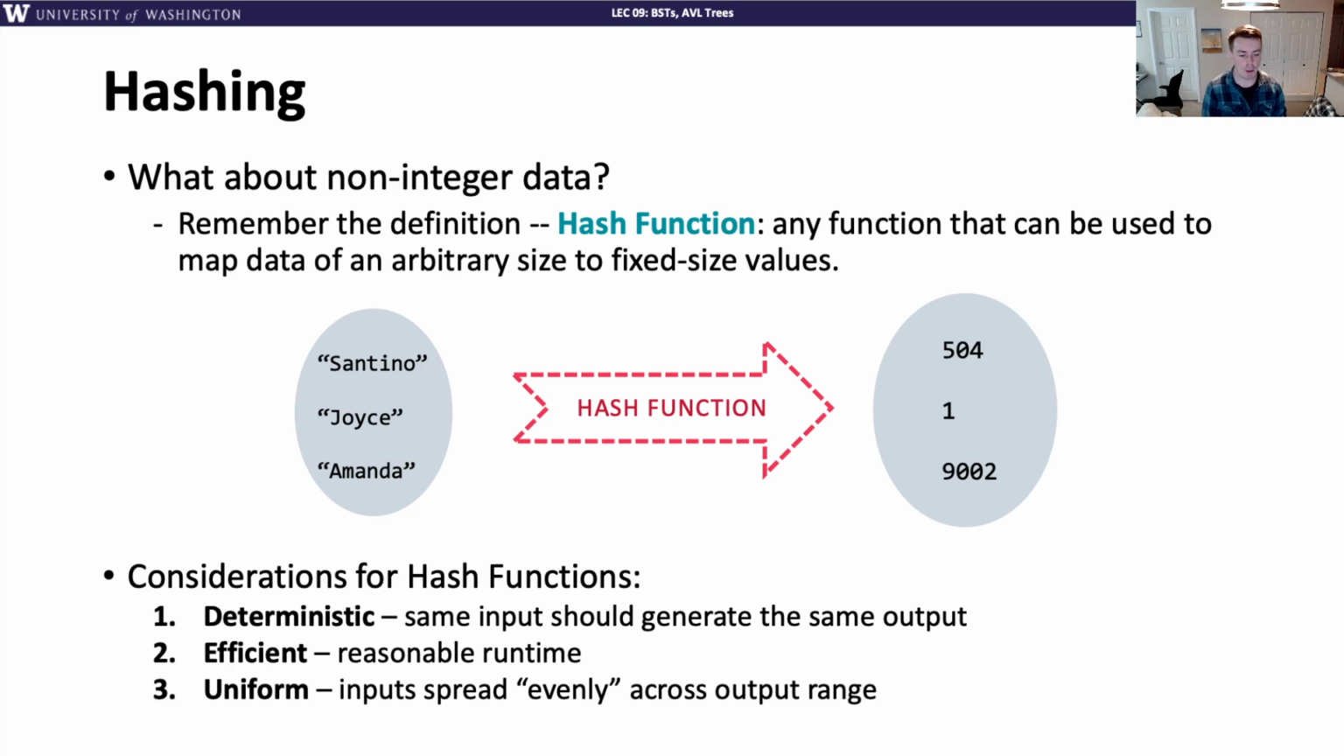And our third property is uniformity. What I mean by that is that the outputs of the hash function should be spread out evenly across the output range. So one valid hash function is every string gets hashed to the value 0. It's deterministic, it's efficient, it just returns 0. But I would argue that's not uniform because now everything would be sent to the same bucket.